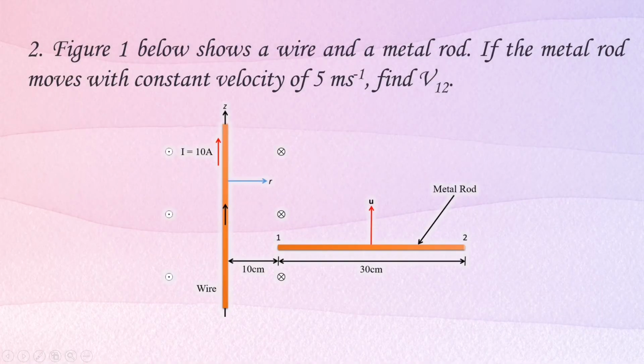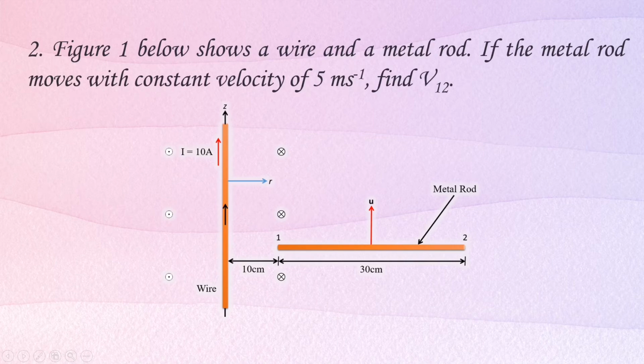Next, we will start the discussion for question 2. Figure 1 below shows a wire and a metal rod. If the metal rod moves with constant velocity of 5 meters per second, find V12. Figure 1 shows a straight wire which has current flowing through it and also a metal rod.